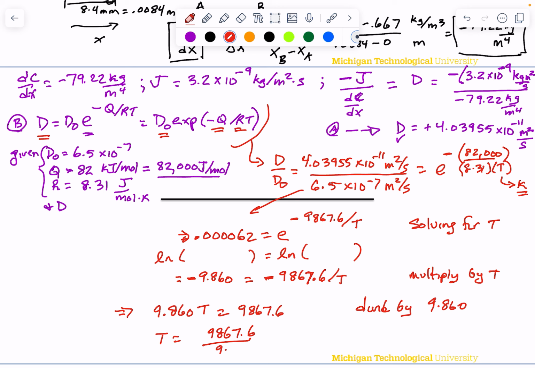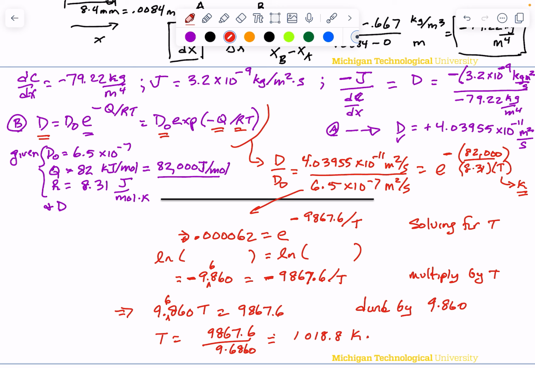Is it 680 or 860? I have a transposing error. I'm going to insert a little 6 here. 9.6860 is what I have when I'm looking back in my notes. So I apologize for that. And 9867 divided by 9.6860 is equal to 1018.8 degrees Kelvin.